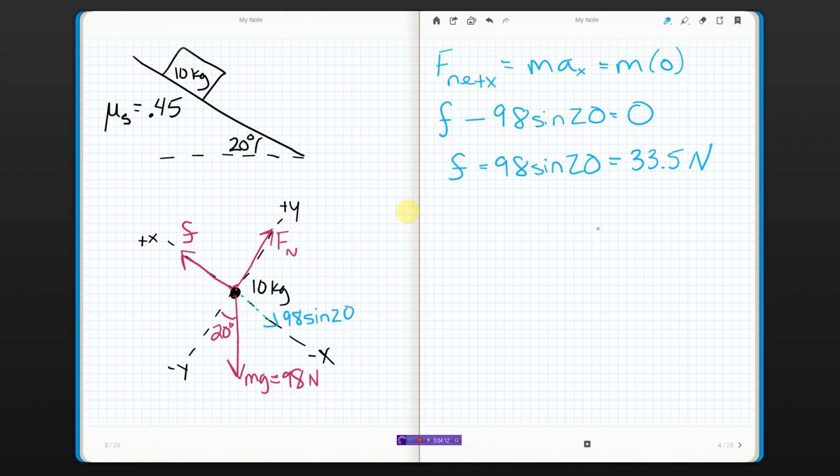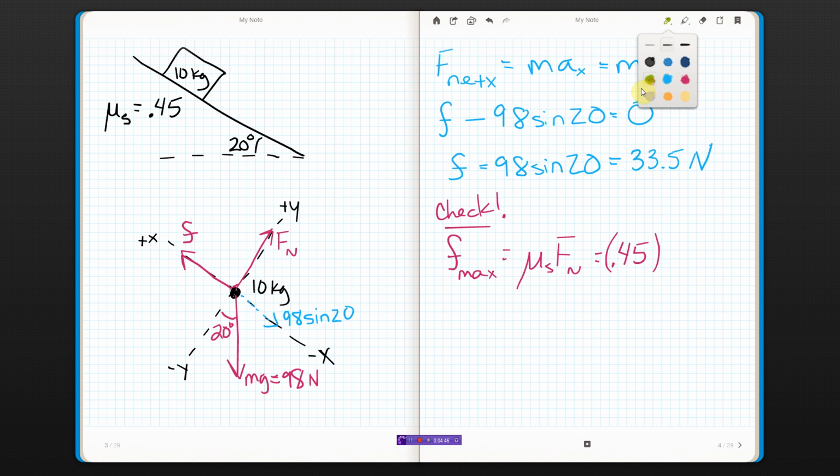But do I have that much friction? We need to check. To check it, I know that maximum static friction is mu s times the normal force. That is 0.45 times the normal force. What is the normal force? We need the normal force. So, I'm going to figure out the normal force by doing F net again, but in the y direction.